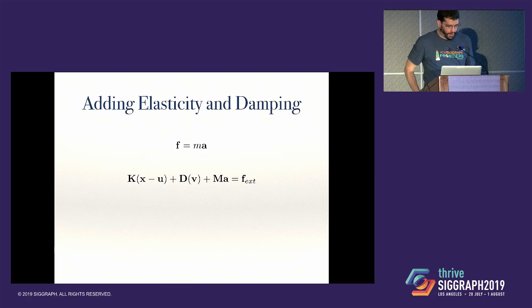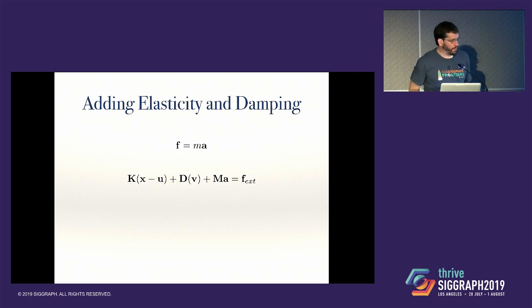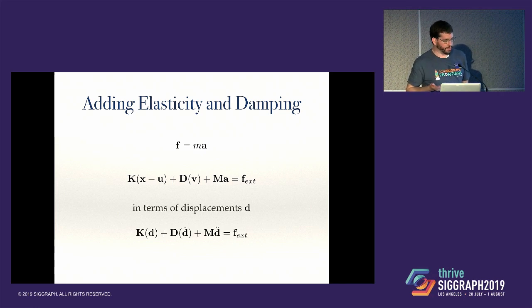Good to be back. So now we'll talk about adding elasticity and damping. This is going back to F equals ma. And when we do this, we add some elastic and damping forces. You can imagine rewriting this in terms of displacements. So instead of having x minus u, you just have the displacement d, and the velocity is equivalent to the change in displacements. But when we look at the left-hand side, we've written this as ma equals f. So here we have the old F equals ma that we're used to.